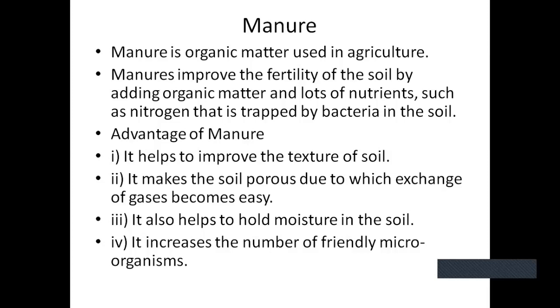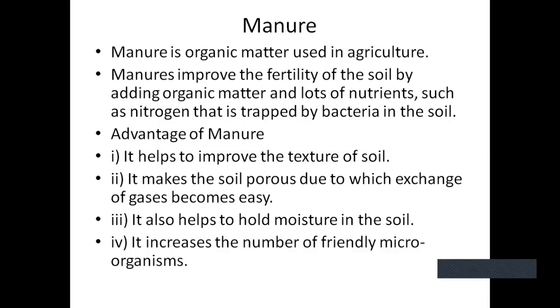Now what are the advantages of manure? What happens when the farmer uses manure? It helps to improve the texture of the soil. It makes the soil porous. Now when the soil becomes porous, you all know that air can easily pass through it, and if air can easily pass through it, exchange of gases can be done easily, right? So this is again a benefit of using manure.